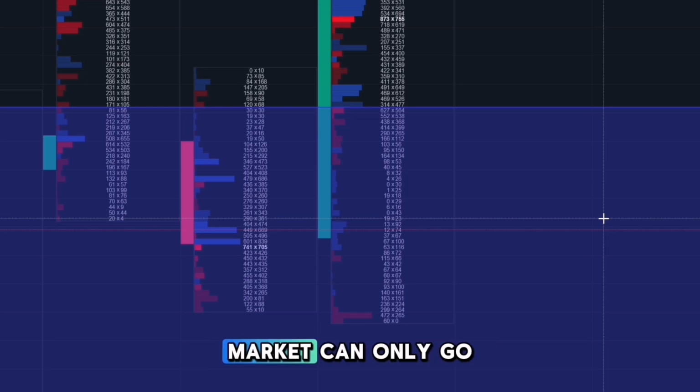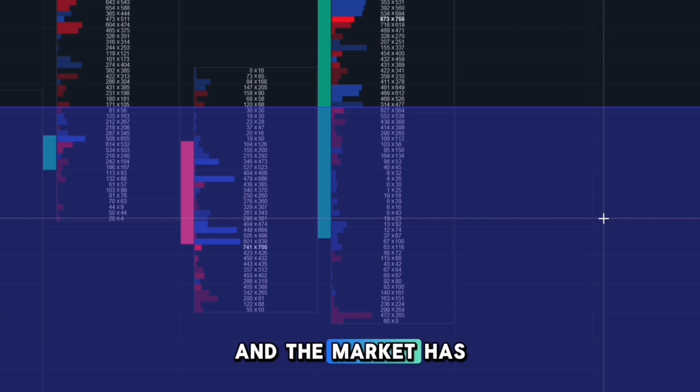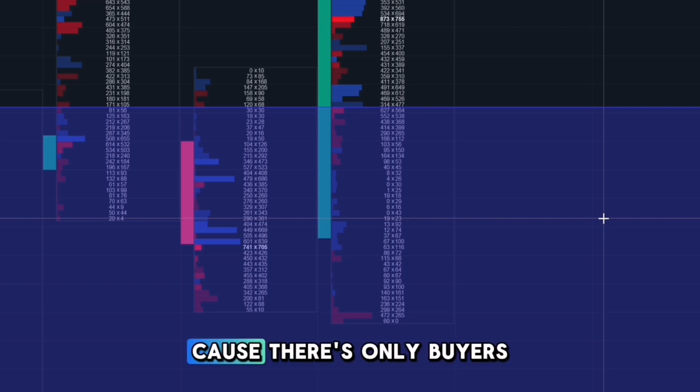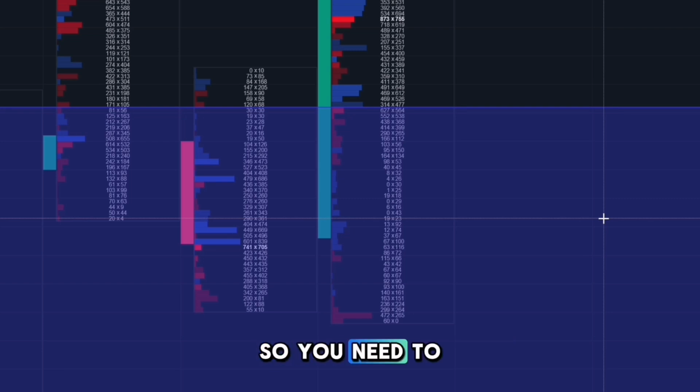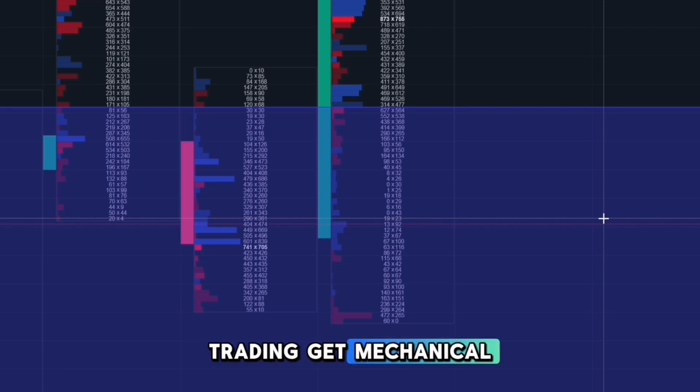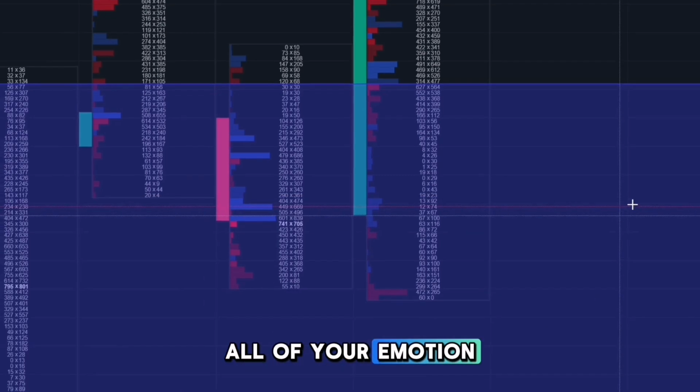So that means the market can only go in one direction now. Because if sellers are not being rewarded and the market has a low volume, the market can only go up, because sellers have failed, because there's only buyers and sellers. So you need to get simple with your trading, get mechanical, and this can remove all of your emotion.